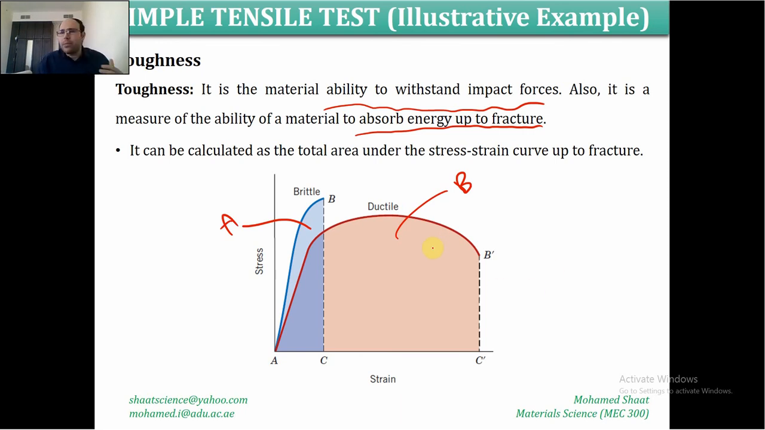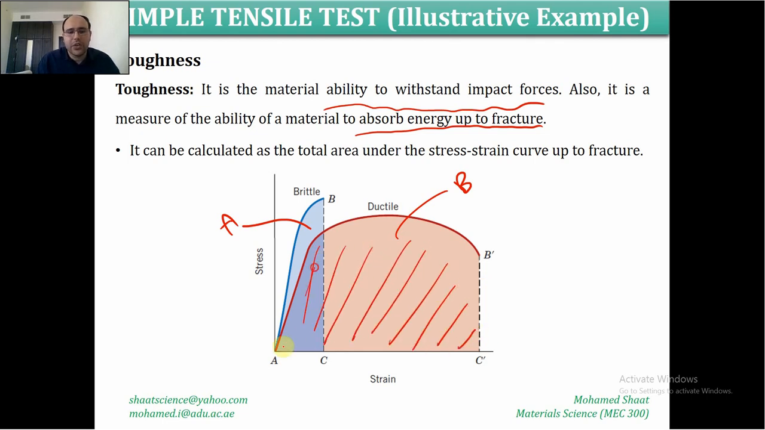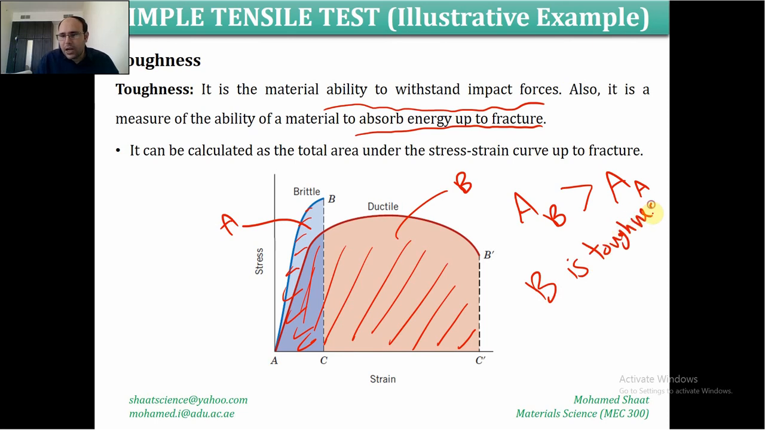This amount of energy absorbed by material B is considered the sum of the area under this curve up to the fracture point. But the area of the blue curve up to the fracture point is somewhat lower. If you calculate the area for material A and the area for material B, you're going to find that the area under the curve for material B is bigger than the area under the curve of material A. This indicates that B is a tough material, with higher toughness than material A.